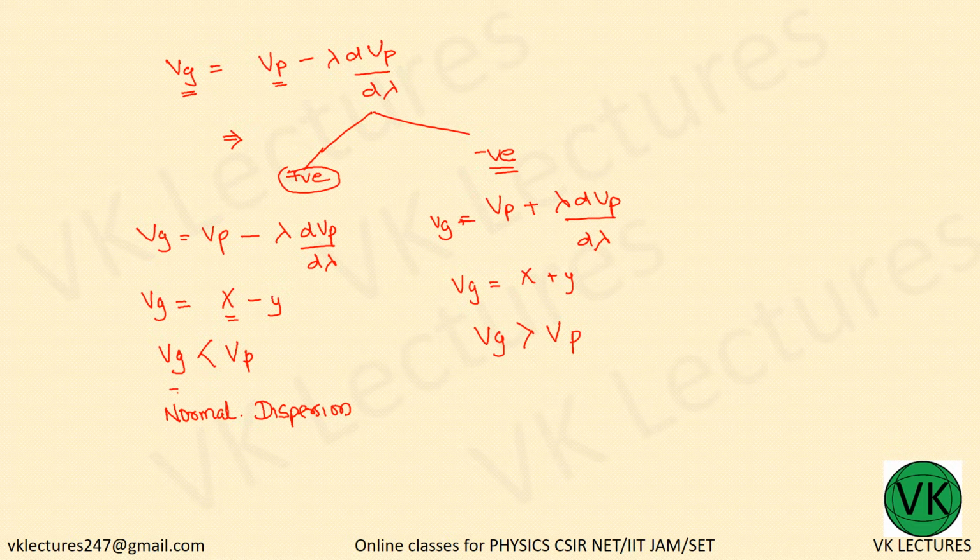Now here Vg is greater than Vp, which generally doesn't occur. That means group velocity has to be always smaller. So now it is called anomalous dispersion. Now in any case, we just have to understand whether Vg is greater or lesser than Vp.